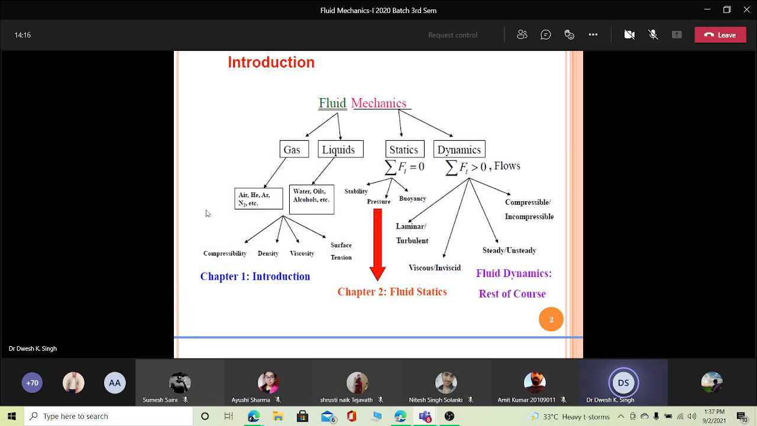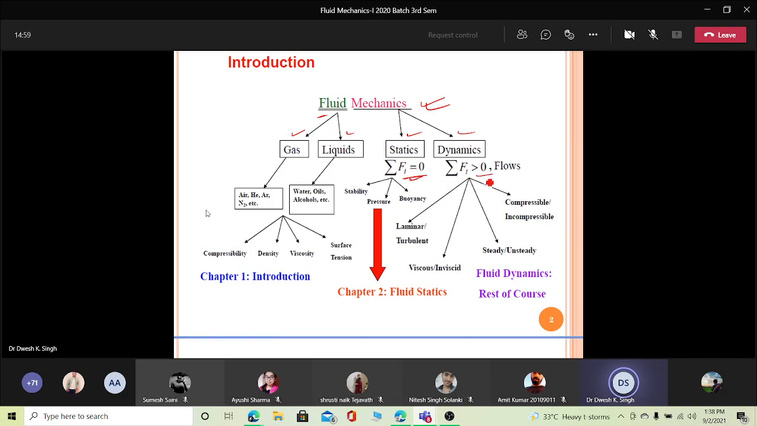Let me explain briefly about this. We have already discussed it briefly, but before starting statics, we should discuss this so that it is clear what things we are going to cover in the future lectures. So this is our fluids, basically gas and liquids. In mechanics you will find statics and dynamics. Statics means there is an equilibrium condition, so the net force will be zero.